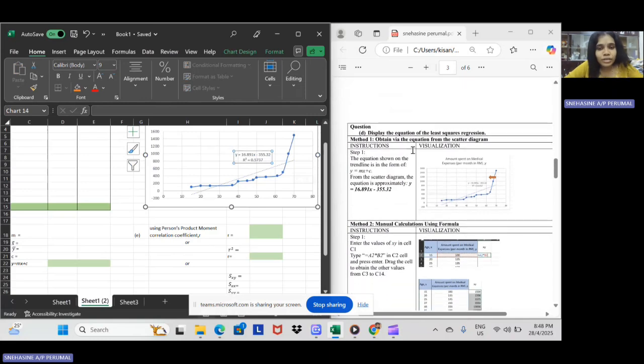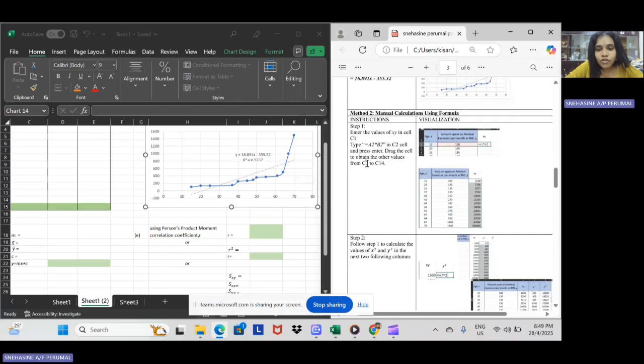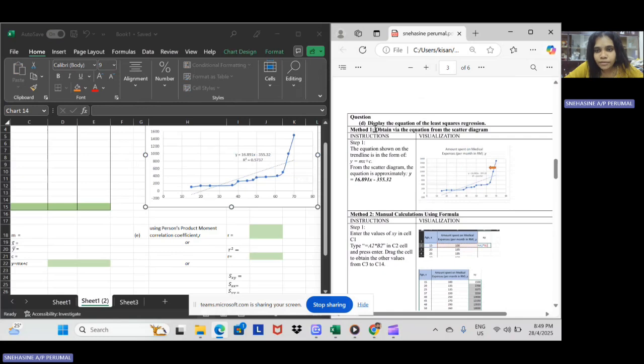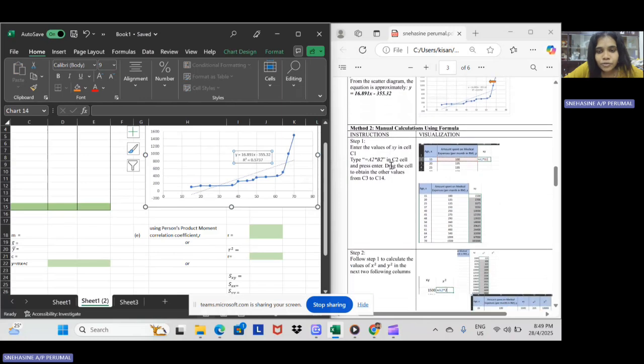Okay, let's move to question D. Display the equation with the least squares regression. There are two methods. The first method is obtained via the equation from the scatter diagram. The equation shown in the trendline is in the form of y equals mx plus c. From the scatter diagram, the equation is approximately y equals 16.891x minus 355.32.